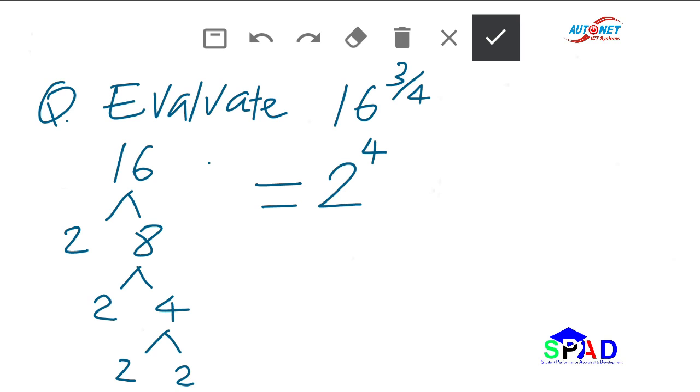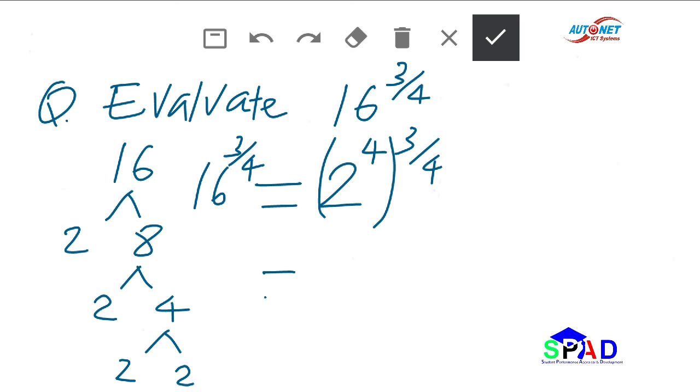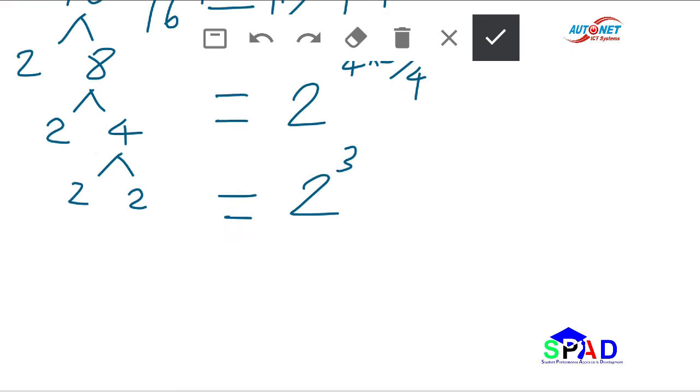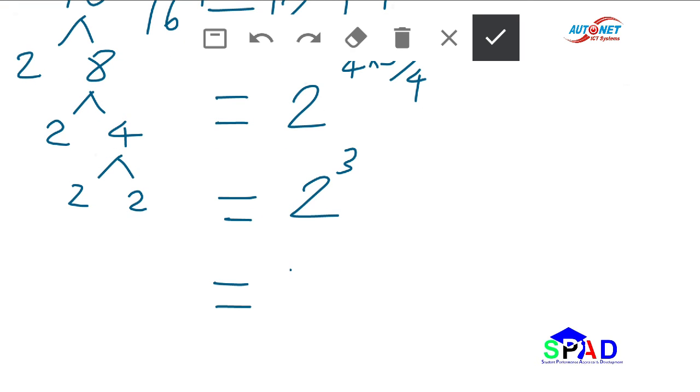So instead of writing 16 to the power 3 over 4, we shall write 2 to the power 4, but then everything is to the power 3 over 4. And when we reach this point, we shall multiply the powers. So this is the same as 2 raised to the power 4 times 3/4. Of course, 4 over 1 times 3 over 4, so we shall end up with 2 cubed, which can further be simplified to give us 2 times 2 times 2, which is 8.